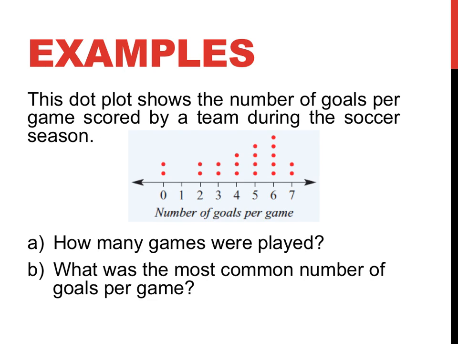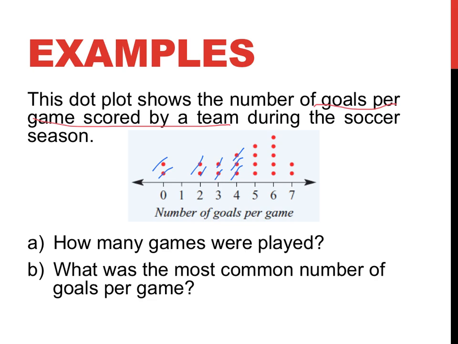This dot plot shows the number of goals per game scored by a team. Each of these dots represents one game. In one game, the team scored none. In another game, the team scored none. They scored 2 in 2 games, 3 in 2 games. So how many games have we played so far? 2, 4, 6. And they scored 4 in 3 games.